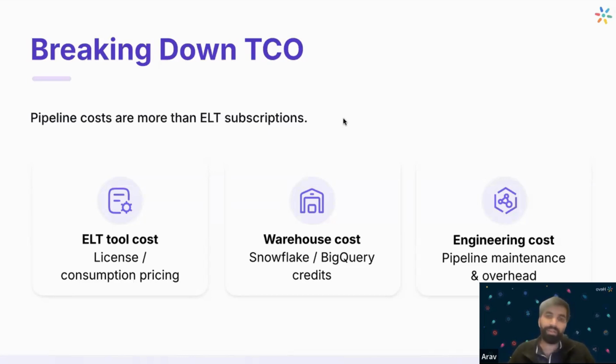And then there is a warehouse cost. Now, warehouse costs are also broken down into three parts. First one being your data movement. So how efficiently are you able to move your data from the actual source, something like Postgres, MySQL, to actual Snowflake? Is it efficient? Is it optimized?